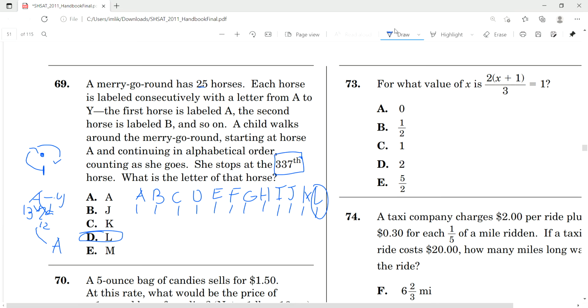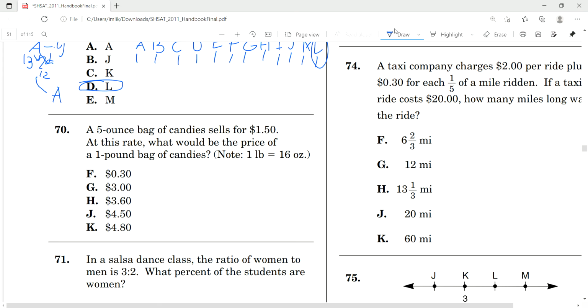Problems like these are really common on the SHSAT, so you should master the subject and try not to get confused. Moving on to number 70, which is K. A 5-ounce bag of candies sells for $1.50. At this rate, what would be the total price of a 1-pound bag of candy? So we know what 5 ounces is, but we don't know what 1 pound is.